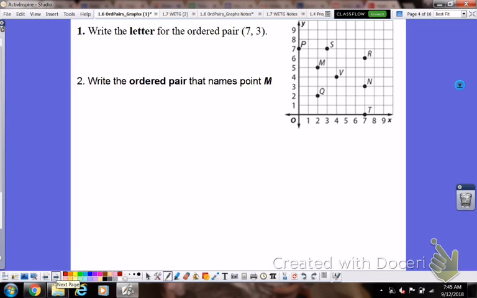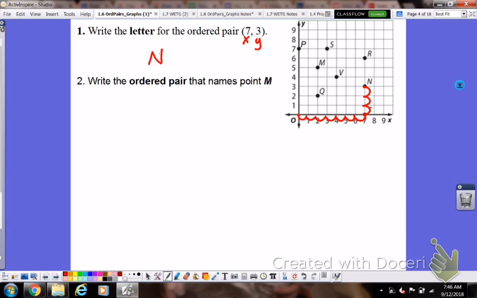Alright, now I think the notes may have gone a little out of order here, so if you need to flip back a page. We want to write the letter for the ordered pair (7, 3). So this is our x value, this is our y value. So we're going to go to our origin. We're going to count 1, 2, 3, 4, 5, 6, 7. Then our y value is 3, so at that point we're going to go up 1, 2, 3. Leaves us at letter N.